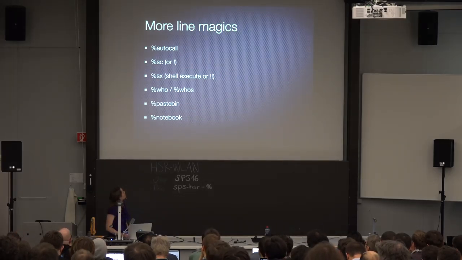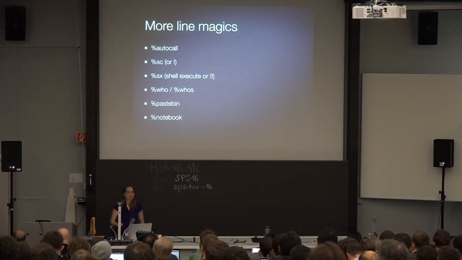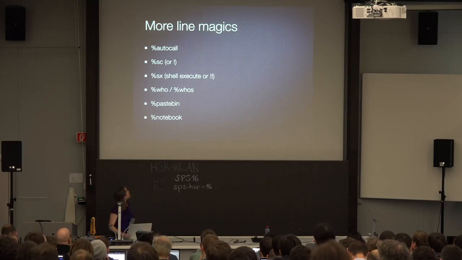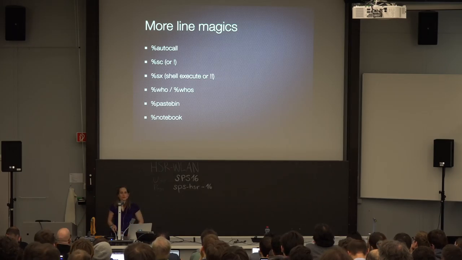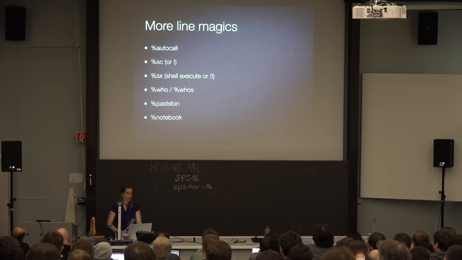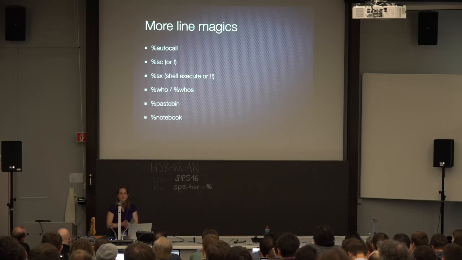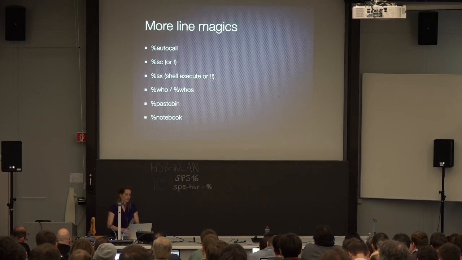So, more line magics. Autocall allows you to be lazy and leave out parentheses if you don't need them. So if you're using math.sin, you could leave off the parentheses there. %sc and %sx are actually really useful because you can run bash commands and then use the output in the shell in an easier way than calling something like popen. %who and %whos will show you all of the variables in your current session.